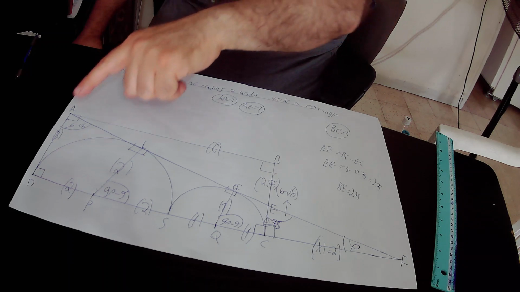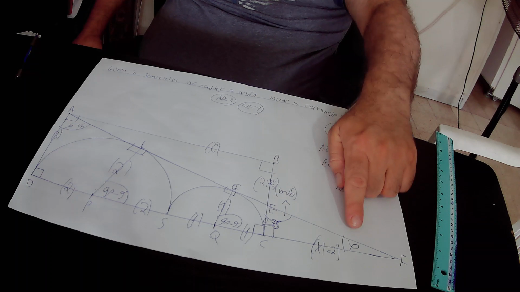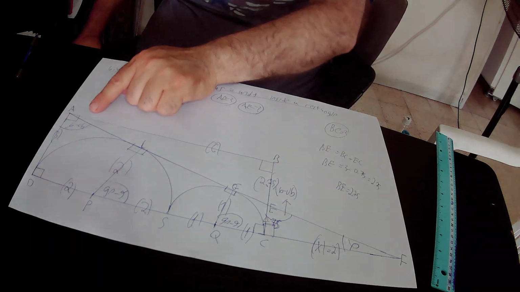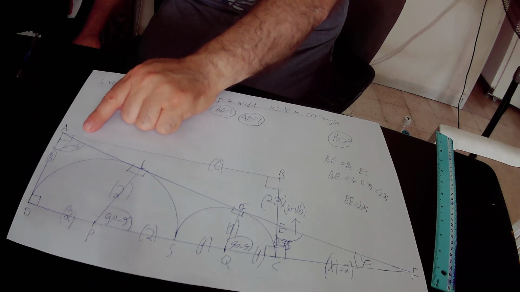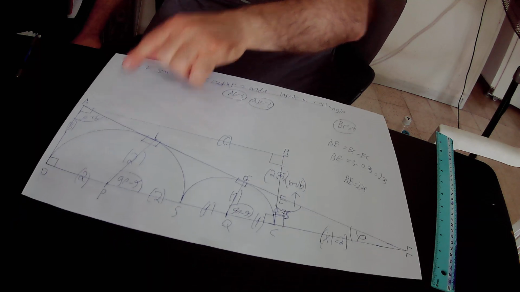Likewise, in the big right triangle ADF, this angle equals alpha, this angle equals 90 degrees, therefore this third angle must be equal to 90 degrees minus alpha according to the rule that the sum of the angles in any triangle is equal to 180 degrees.